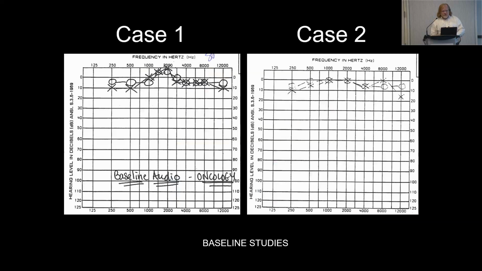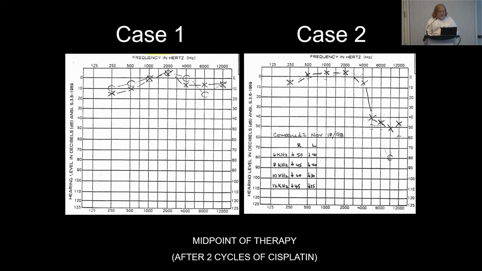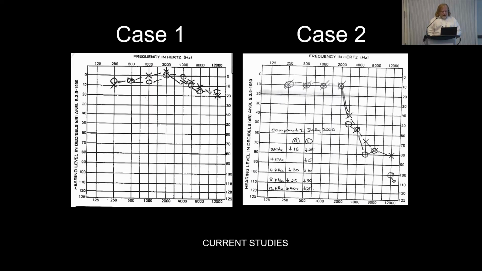So here are audiograms at baseline for both of these children, showing normal right and left ears at baseline. Halfway through cisplatin, midpoint of therapy, you can see that one child has significantly reduced hearing in both ears, one more than the other, but both ears are affected and the other still remains normal. And then as we look at current studies, we can see a progressive worsening even of that case beyond now.